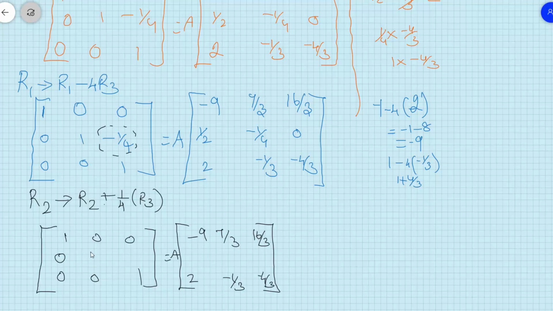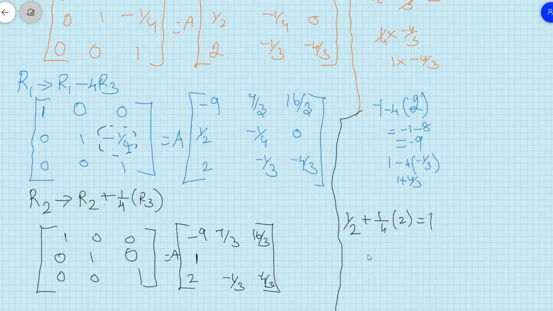This is 0, 1. We have purposely created this to make this 0. So this will be 0. So only the right hand side I have to do the operation. So the operation is row 2, that is 1 by 2 plus 1 by 4 of the row 3 element. So this is 1 by 2 plus 1 by 2, that is equal to 1.